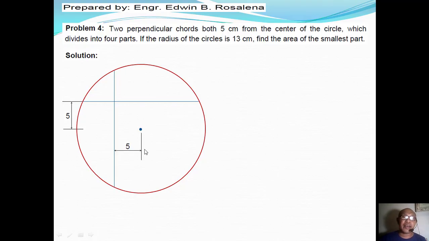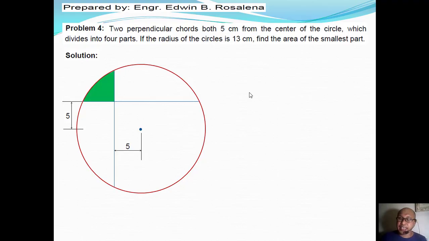Then, the circle now is divided into 4 parts. Find the area of the smallest part. Okay, so find the area of the smallest part. So that is area shaded in green. So what is our approach in solving the problem? What should be our flow of the solution?